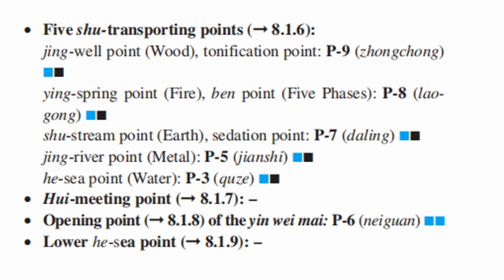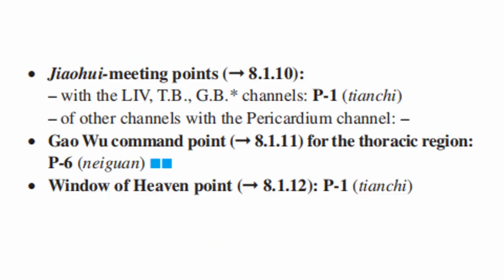Jing river point, metal, P5. He sea point, water, P3. Hui meeting point, there is none. Opening point of the Yin Wei Mai, P6. Lower He point, there is none. Crossing point with the liver, triple burner, and gallbladder channels, P1. Of the other channels with the pericardium channel, there's none.